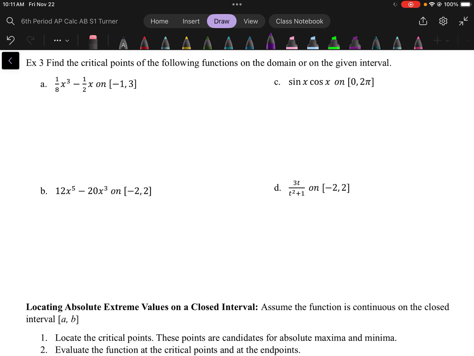So again, I'm only going to work through one example with you guys, and then I'm going to have you check the class notebook to find and check your answers for the other problems.